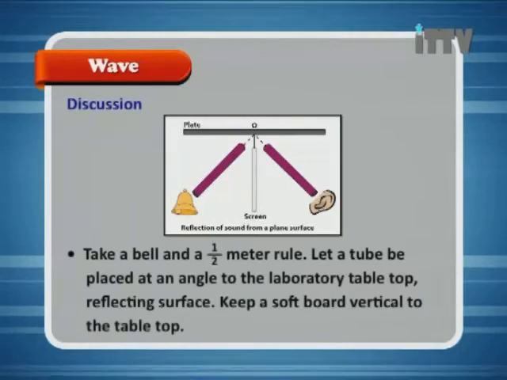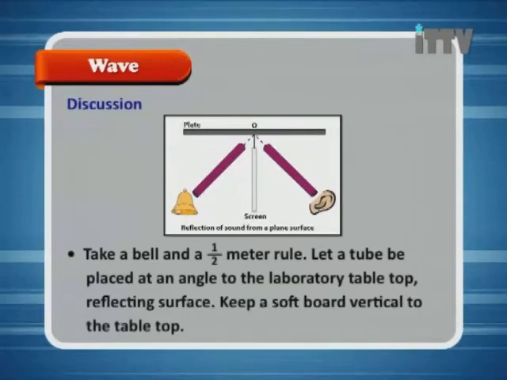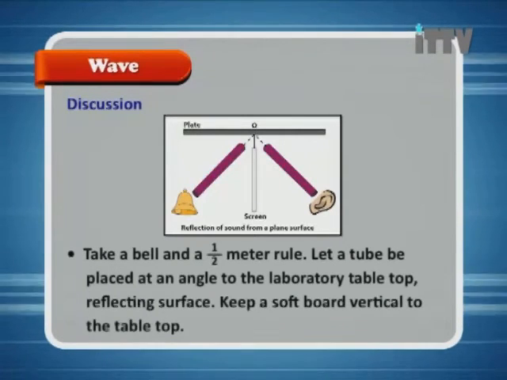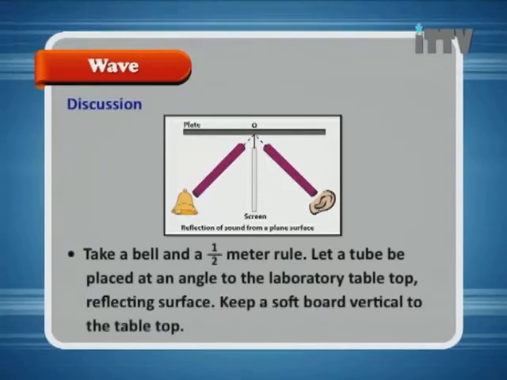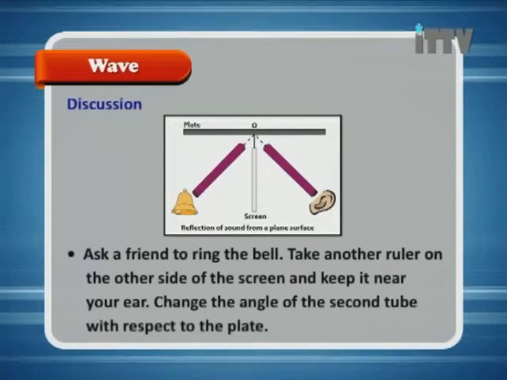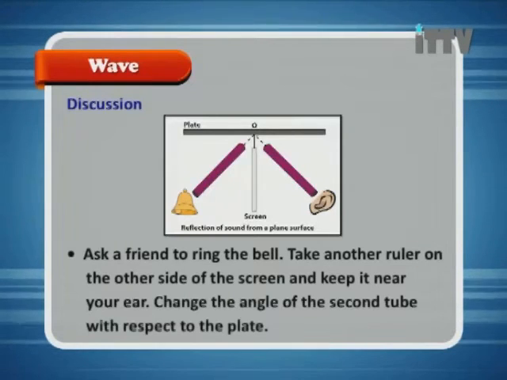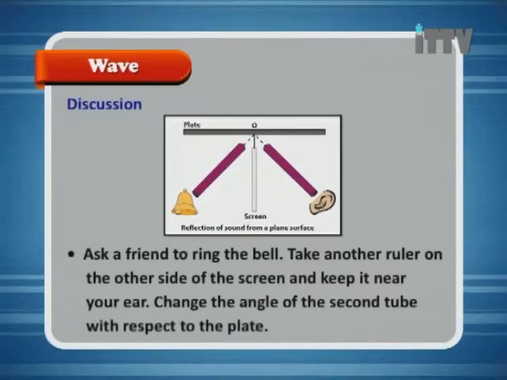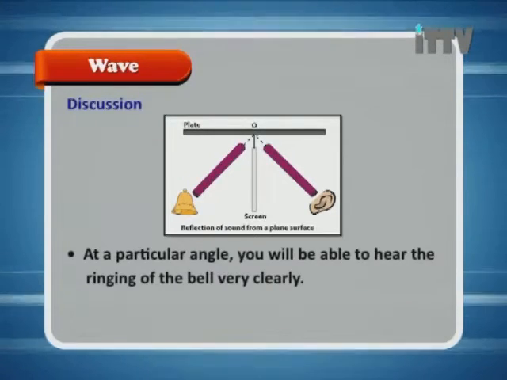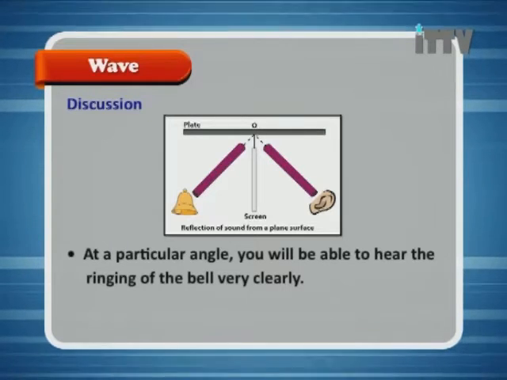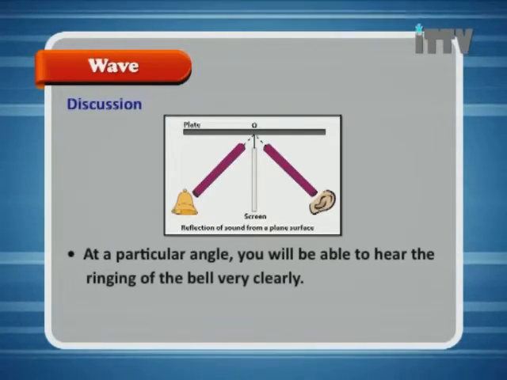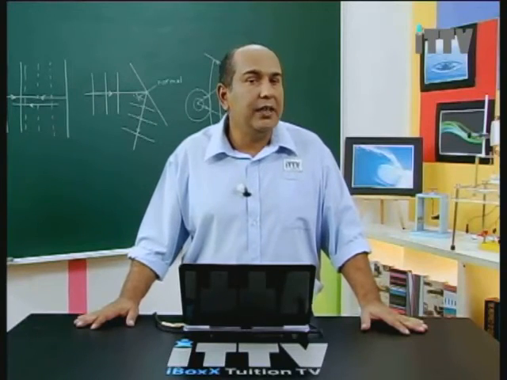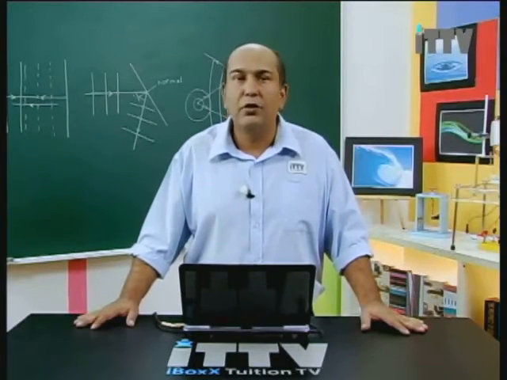Take a bell and a half-meter rule. Let the tube be placed at an angle to the laboratory tabletop, the reflecting surface. Keep a soft board vertical to the tabletop. Ask a friend to ring the bell. Take another rule on the other side of the screen and keep it near your ear. Change the angle of the second tube with respect to the plate. At a particular angle, you will be able to hear the ringing of the bell very clearly. When you can hear the ringing of the bell very clearly, this means that the angle of incidence is equal to the angle of reflection, and you're getting good reflection of sound.